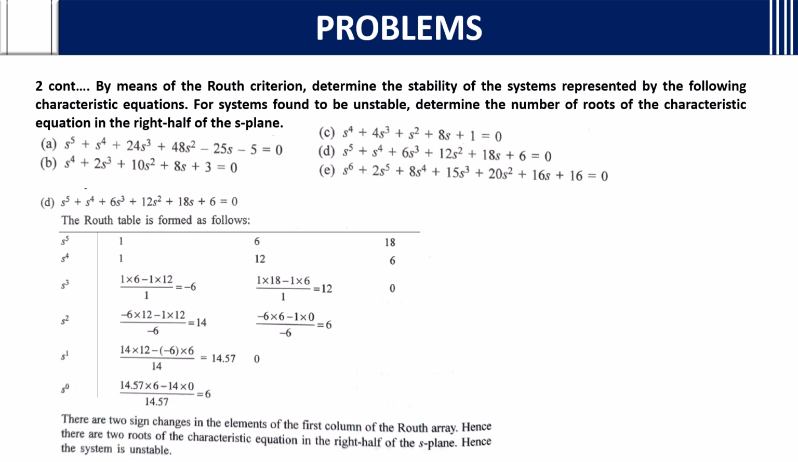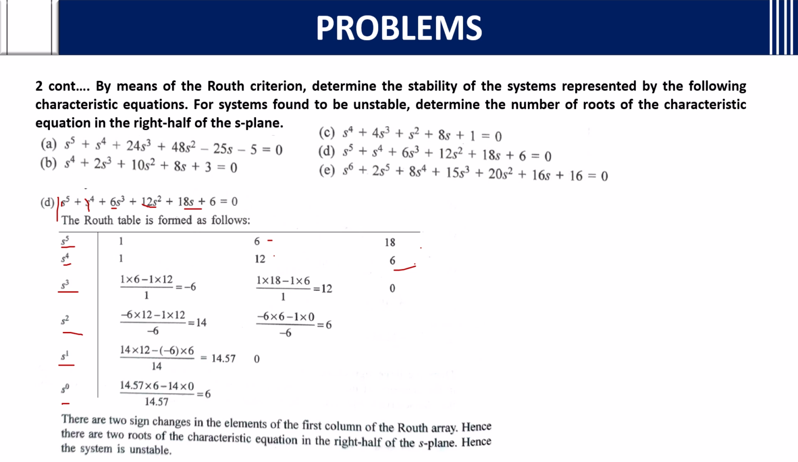Next question. This is the characteristic equation given. As all are positive, we don't know whether the system is stable or not yet. So we will find what? We will form the Routh table. First we will write S power 5, S power 4, S power 3, S power 2, S power 1, S power 0 from the highest. Then the coefficients 1, 1, 1, then 6, 12, 18 and 6. You will write 1, 1, 6, 12, 18, 6.